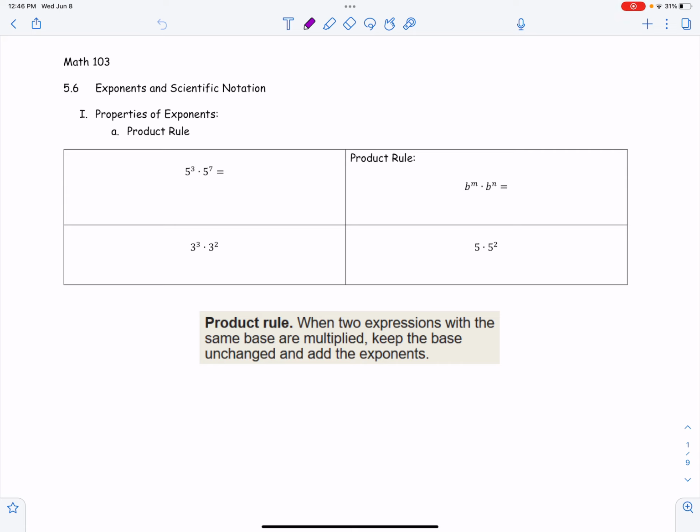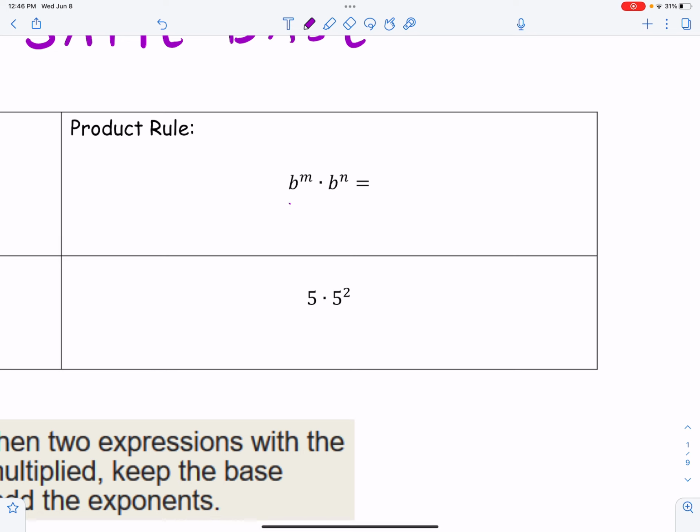The product rule tells you what to do with your exponents when you have two things that are being multiplied. And the key here, the really important thing to note, is this rule only works, and really all of these exponent rules only work, when you're dealing with a common base. All right, so the general product rule says if your bases are the same and you are multiplying two things together with exponents, then you can keep the common base and add the exponents together.